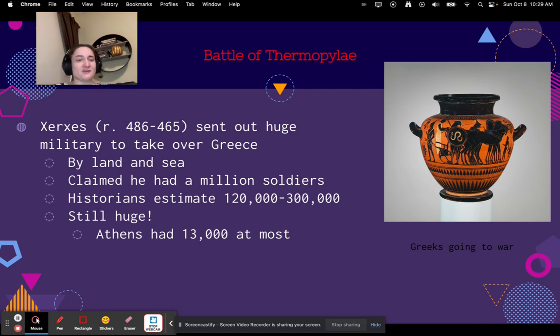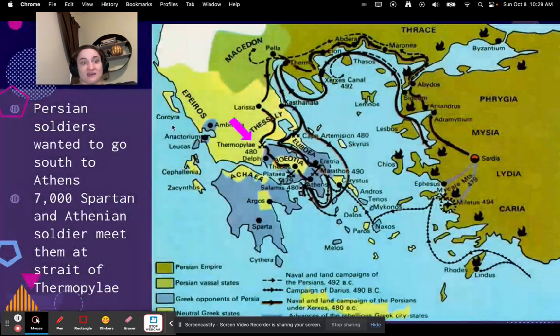Because remember, during your Athens and Sparta reading, Athens had what, like 140,000 in their whole city? So think of an army even greater than that. And Athens had about 13,000 soldiers at the most. So Persia had at least 10 times that.